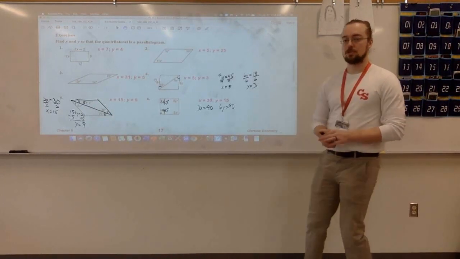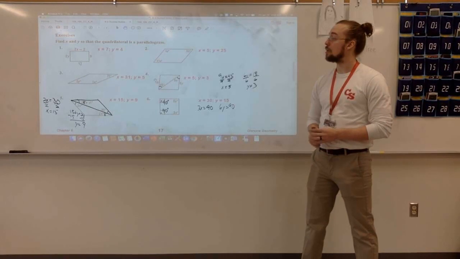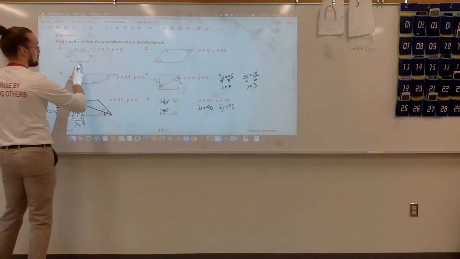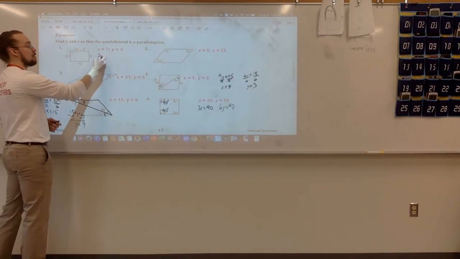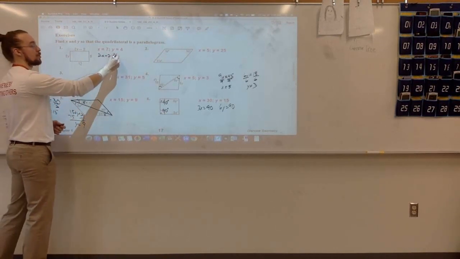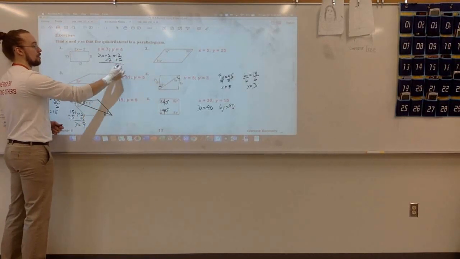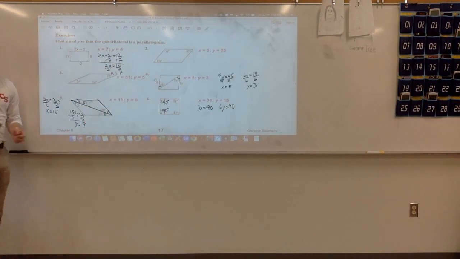Other questions? So we would be setting opposite sides equal. So my setup for x should be 2x minus 2 equals 12. Then I would add 2 over to the other side. Then divide by 2. 14 divided by 2 is 7.